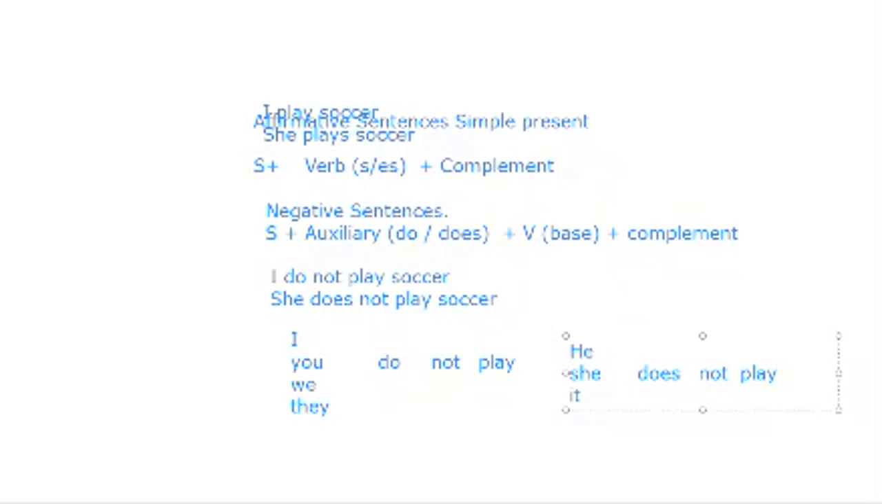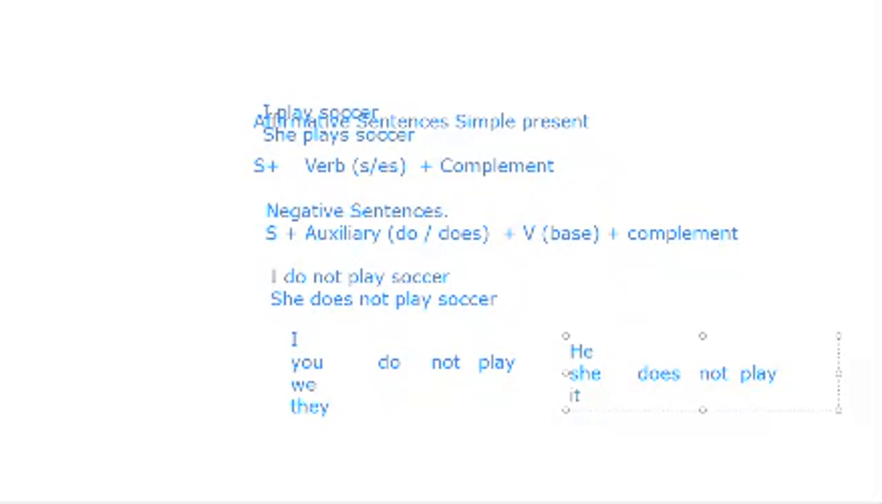Para el futuro simple, sujeto, auxiliar, el auxiliar cambia. En lugar de ser do o did, es will. Estructuralmente es lo mismo. En inglés es el auxiliar el que en estos casos nos dice en qué tiempo está el verbo.